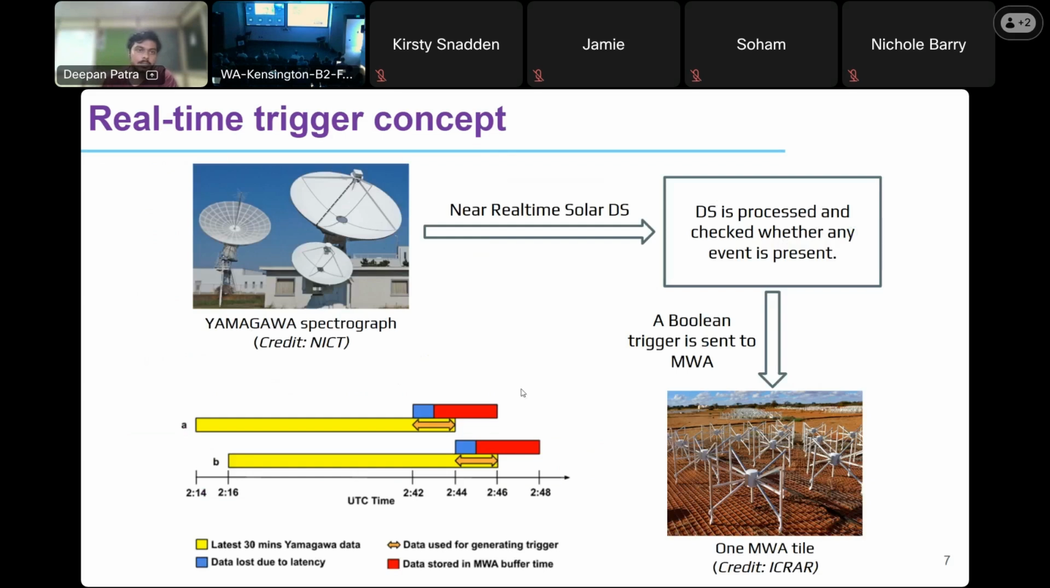So basically it goes like this. This is the Yamagawa spectrograph. We get near real-time solar dynamic spectra from this, and then we process and check whether any event is present or not, and then we send a Boolean trigger to the MWA. The time diagram that you can see in the left bottom panel shows the data that come from Yamagawa. The yellow block shows the data that we get from Yamagawa, the red block shows the data stored in the MWA buffer, and the blue one is data lost due to latency. As you can see, if we use the MWA buffer, we can recover most of the lost data in this scenario.